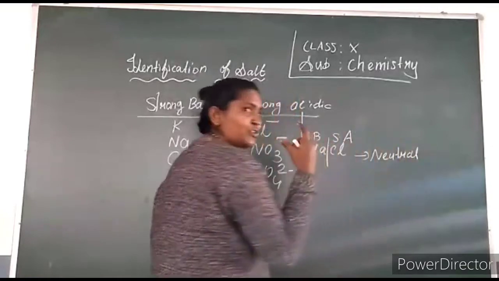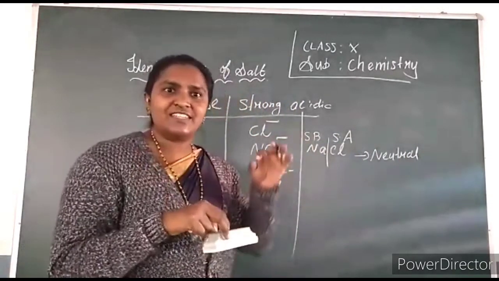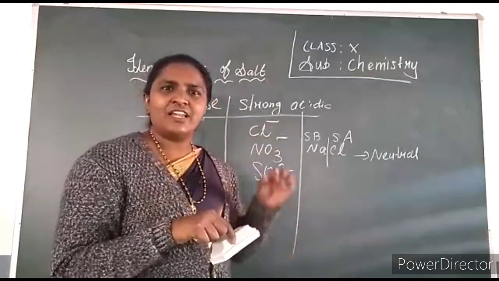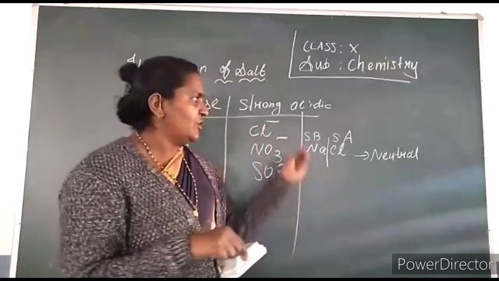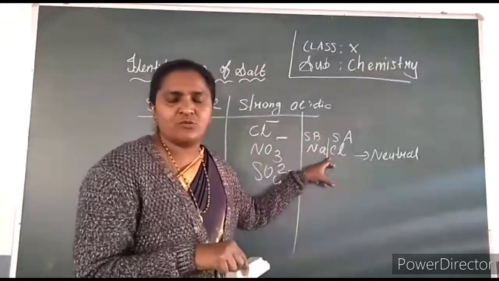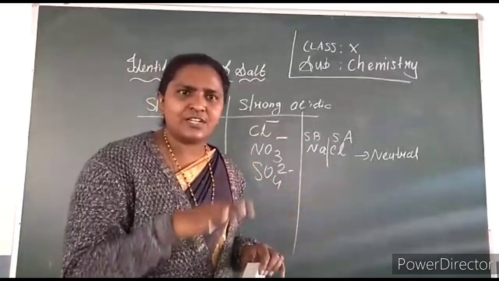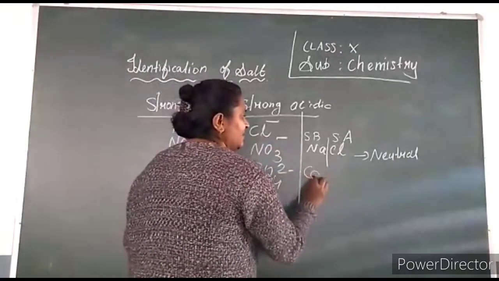How do you know? How do you test? Add the pH solution, pH paper, universal indicator, if you add, there will be no change. Litmus solution or any red litmus or blue litmus solution, you add to this NaCl solution, there will be no change because the salt is neutral. Understand? Second salt is calcium carbonate.